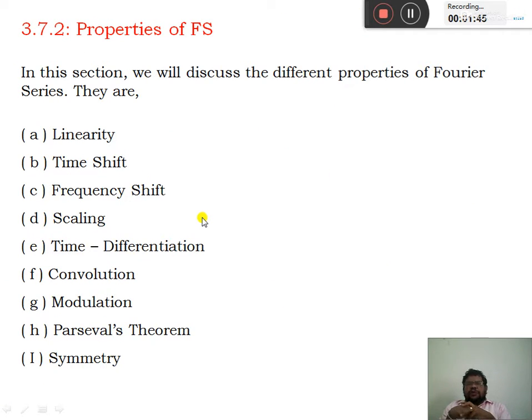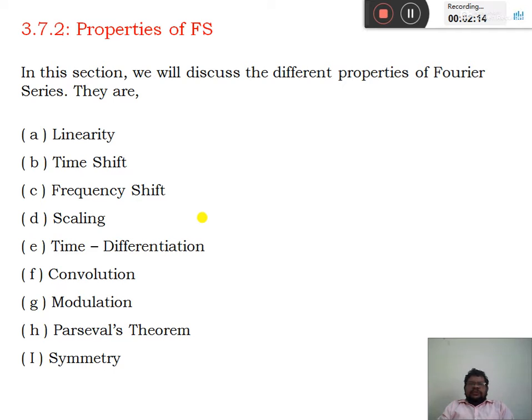We have the different properties of Fourier series. Actually, this is the continuous time periodic signal Fourier series. In this section, we discuss the different properties of Fourier series. They are linearity, time shift, frequency shift, scaling, time differentiation, convolution, modulation, Parseval's theorem, and symmetry.